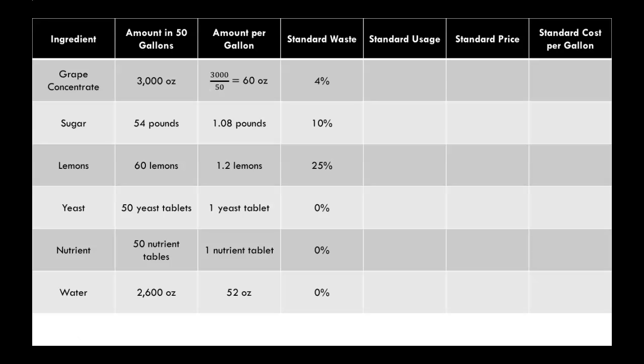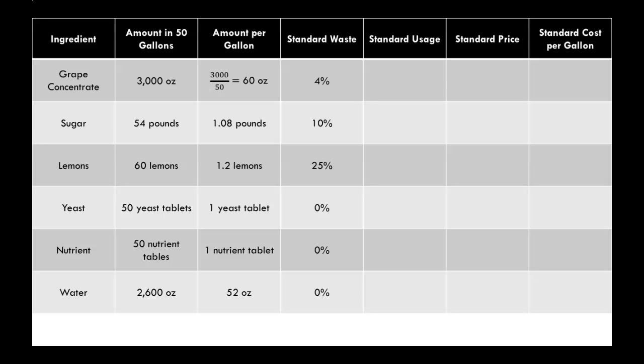You'll notice the yeast, nutrient tablet, and the water, there's no standard waste there. We expect that all of that will be good to go. Now, standard usage. This is where we need to figure out, if 4% of the grape concentrate is going to be wasted, how much grape concentrate do we need to put into 1 gallon, or expect to use up for 1 gallon, to be able to make a gallon of wine?